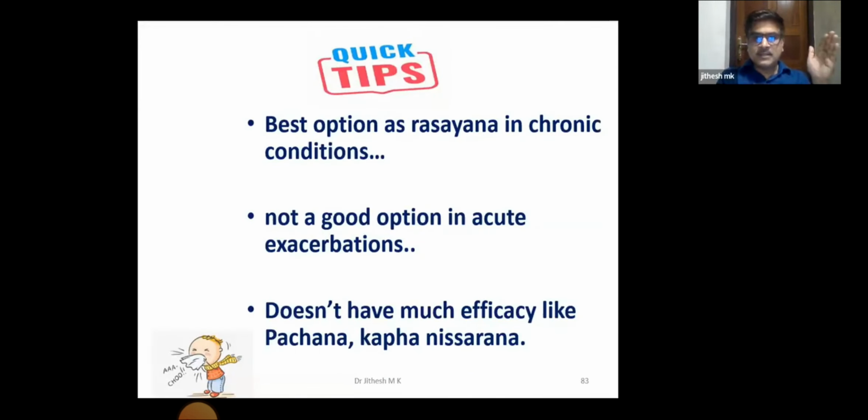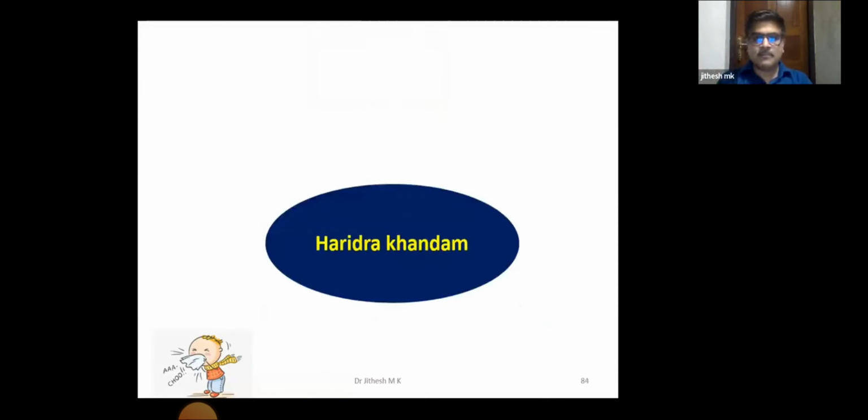So Ushman Rasayana is the best option as a Rasayana in chronic condition. Again, as I told you, once the debilitating disorders, after the proper Samana therapies, you can select this Ushman Rasayana as a Prasha or even as a Rasayana for a long time. Definitely, it is Kapha Vardhana in nature, and thereby you are not supposed to give it in the acute exacerbations. And the yoga is not Pachana or Kapha Nisarga. It is purely of Brahmana as well as Rasa.